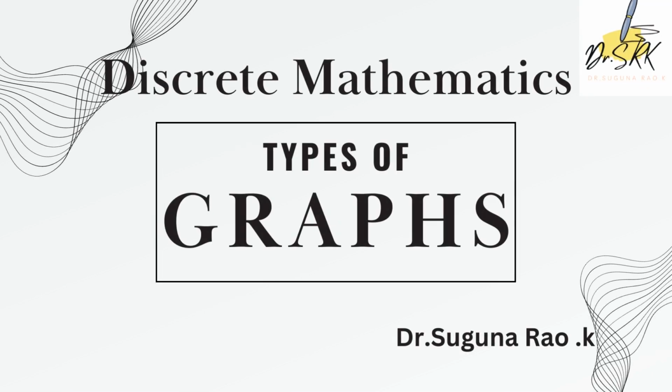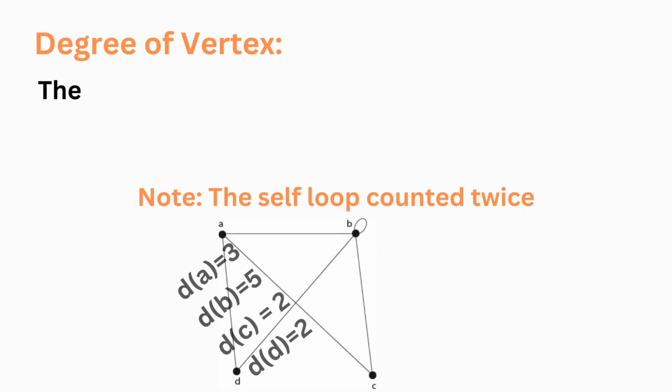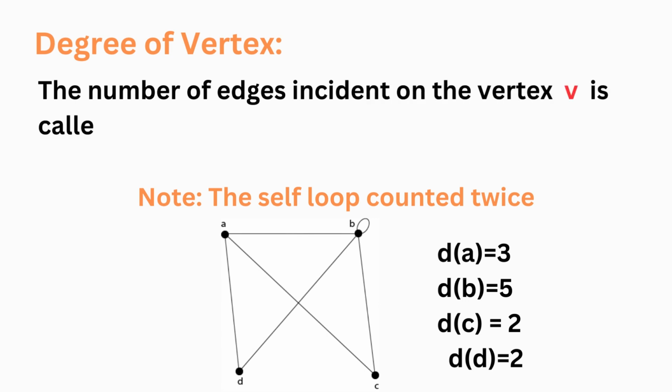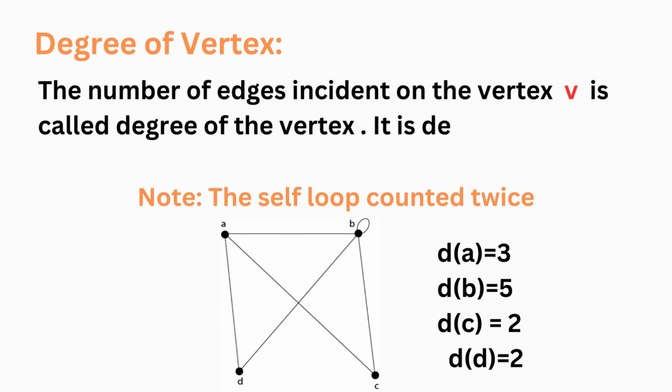Here we will learn about types of graphs. Before we learn the types of graph, look at the very important definition: a degree of vertex. What is degree of vertex? The number of edges incident on the vertex V is called a degree of the vertex V.